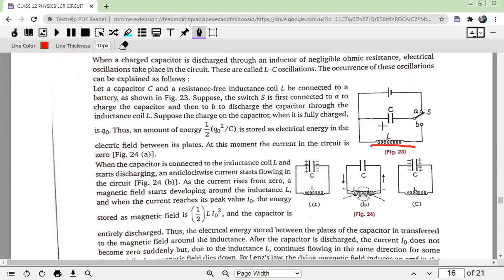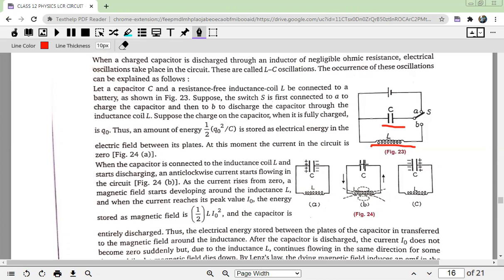Similarly, when the capacitor is in the charged state or when it is charging, what will happen? During the charging, an electric field will develop in between the plates of the capacitor, and the energy will be stored in the form of electric potential energy, while here it is stored in the form of magnetic energy.